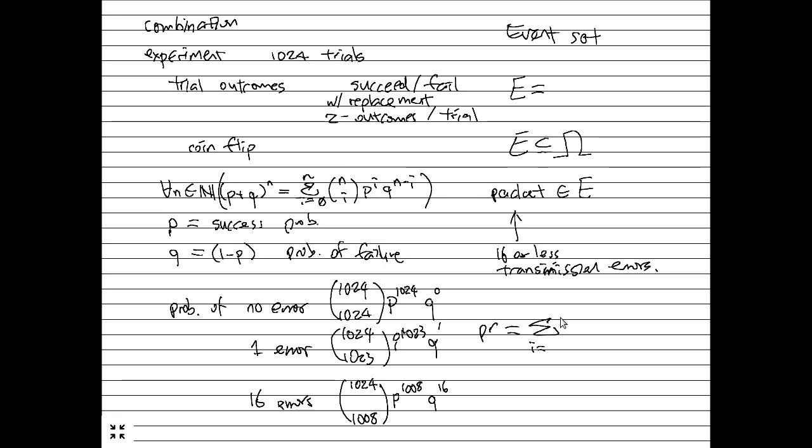So here, we are basically starting at 1008, because 1008 correct transmissions is the minimum that we want, in terms of not having to retransmit the packet. And we can take all the way up to 1024, because that's the size of the entire packet. And then each time, we use 1024, which is taking the place of n, choose i, p to the power of i, q to the power of 1024 minus i. That is our answer. So are we doing okay so far?